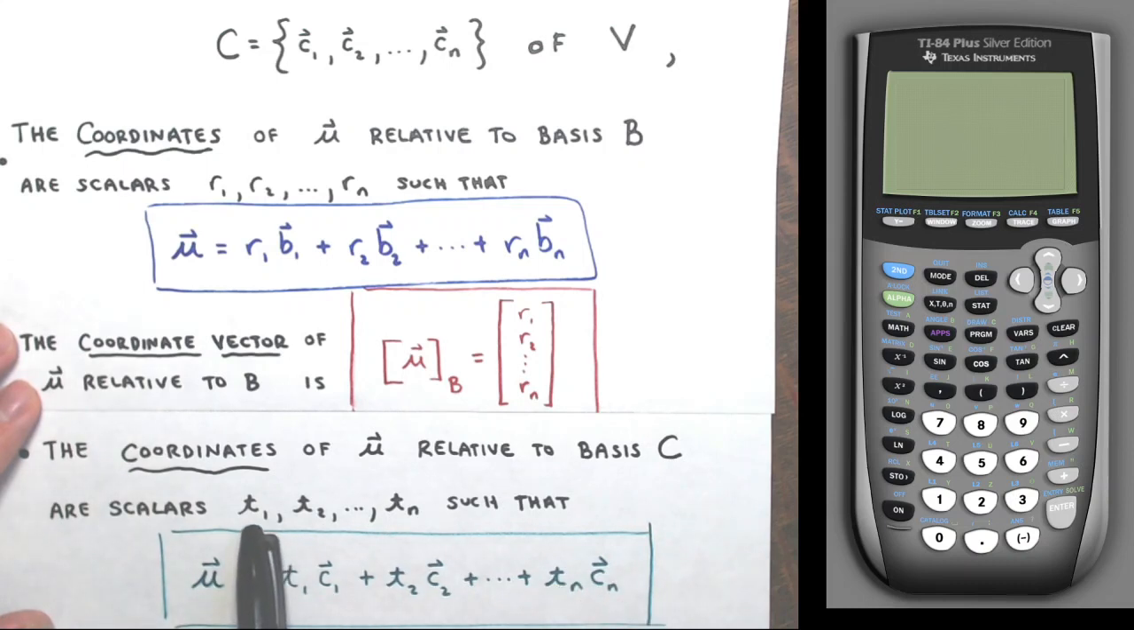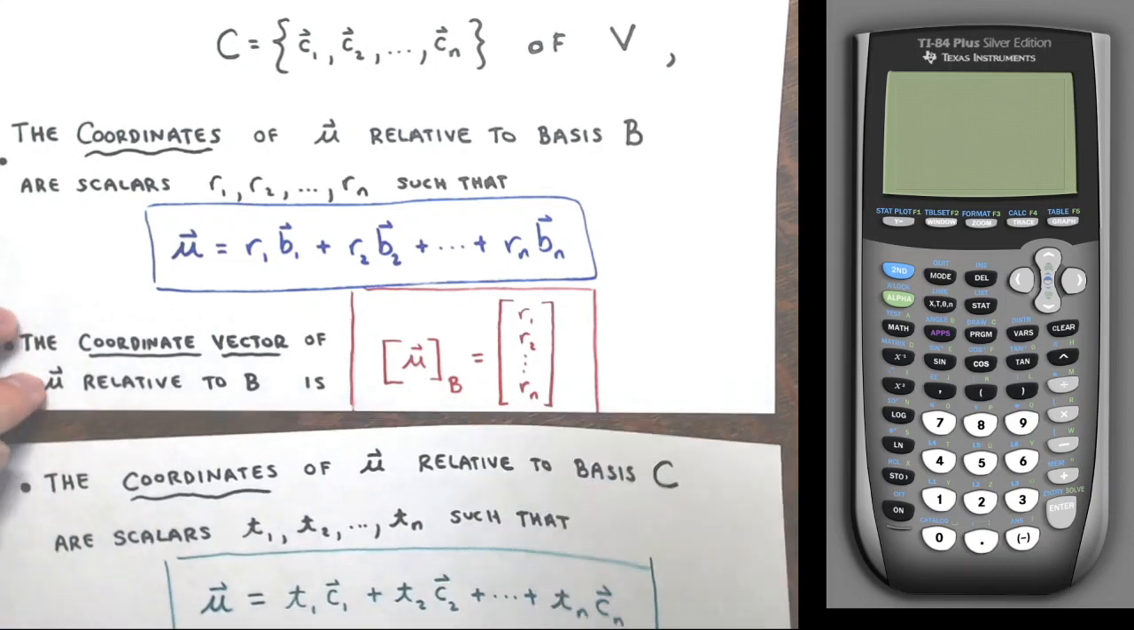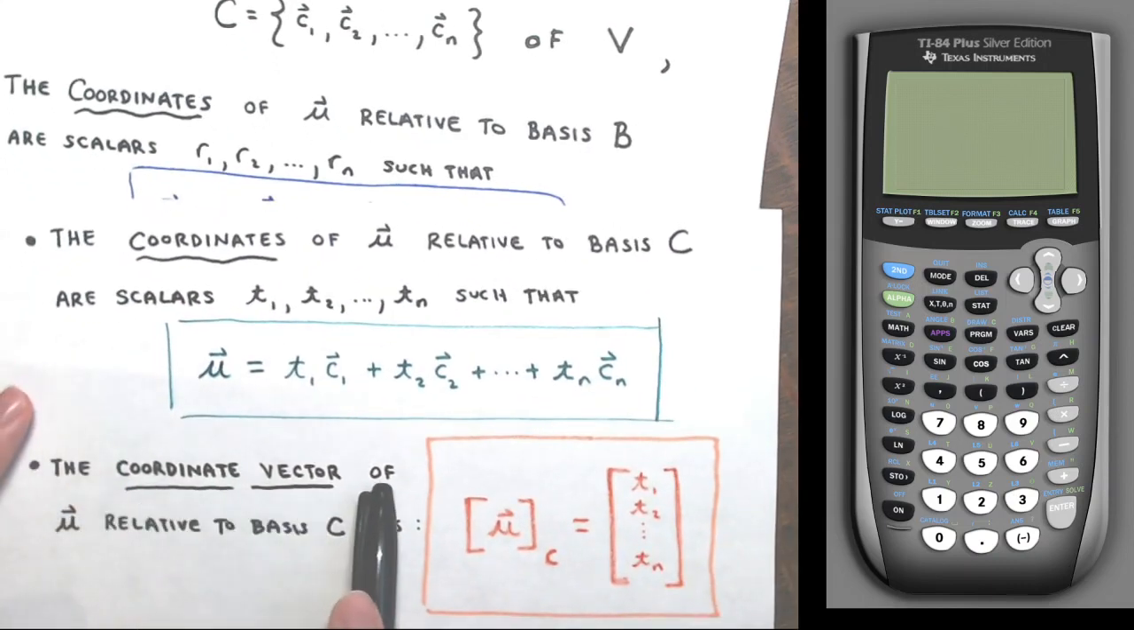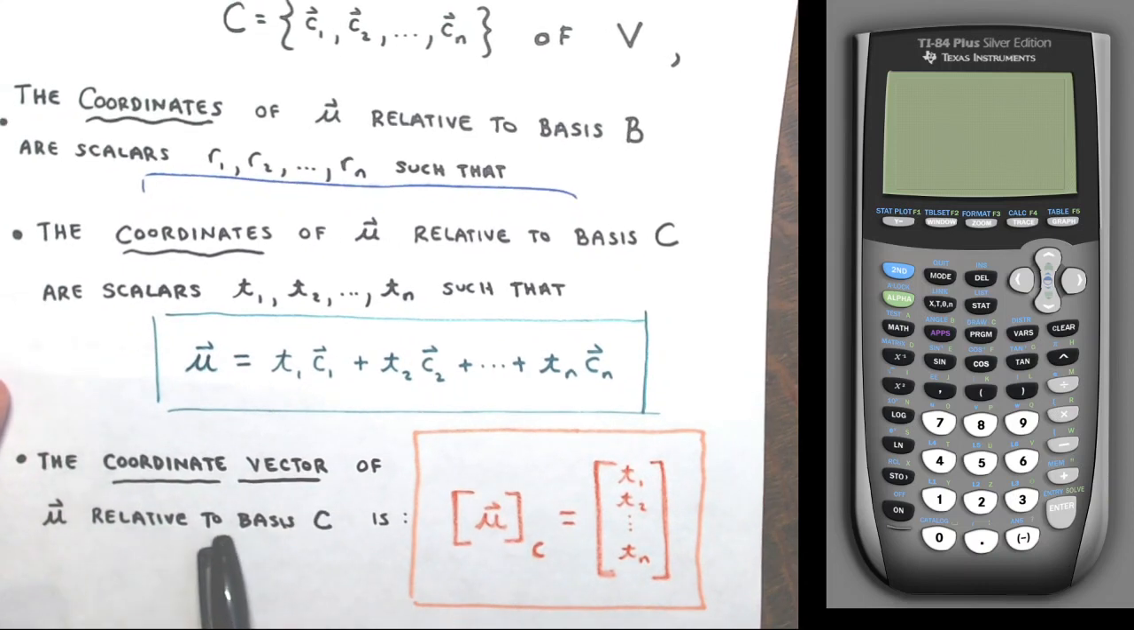And then the vector that's made up with these scalars, these weights, as components is called the coordinate vector of u relative to basis C. Again, it has the same notation, brackets around vector u, with a subscript of C, so we're talking about basis C.